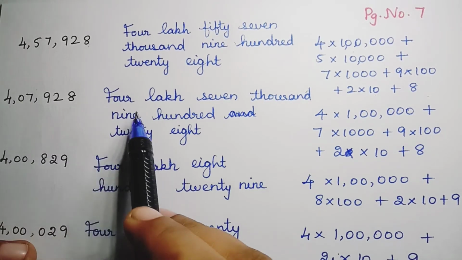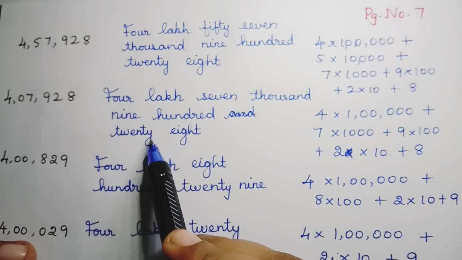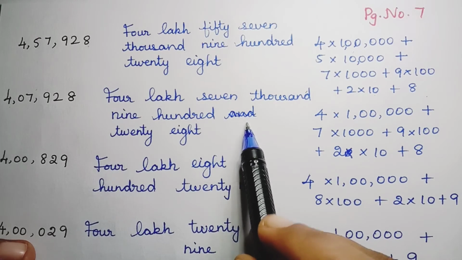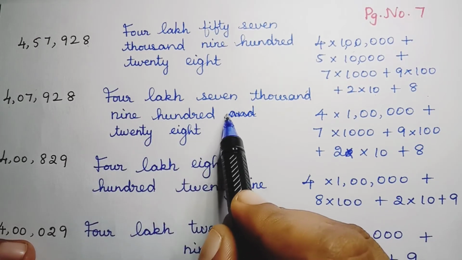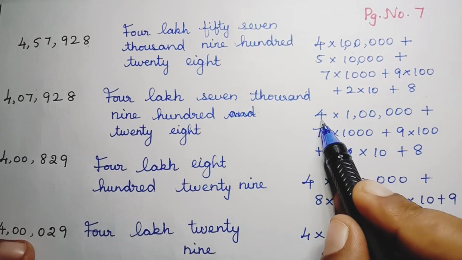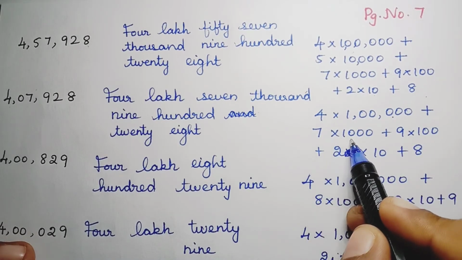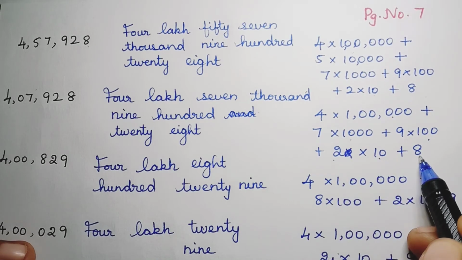4,07,928. So in your book "and" is not given, so don't mention "and" here. Just write it down like 928. So remove the "and" everywhere. So how can you expand this? 4 into 1 lakh plus 7 into 1,000 plus 9 into 100 plus 2 into 10 plus 8.